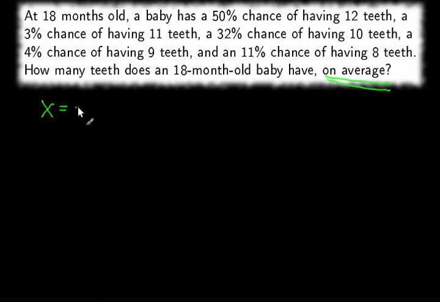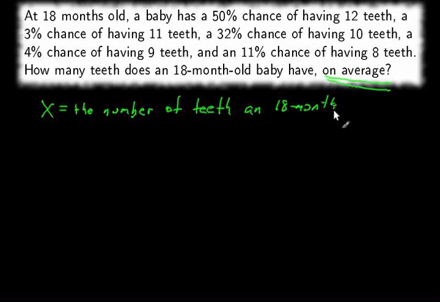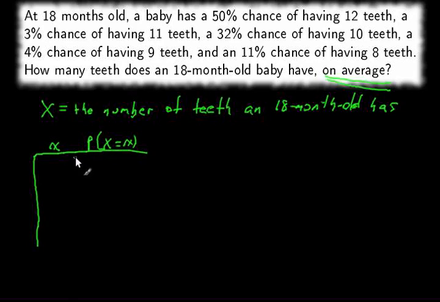So we'll start with a random variable being the number of teeth an 18-month-old has. So to create the PDF, we write down the possible values for x and their probabilities.